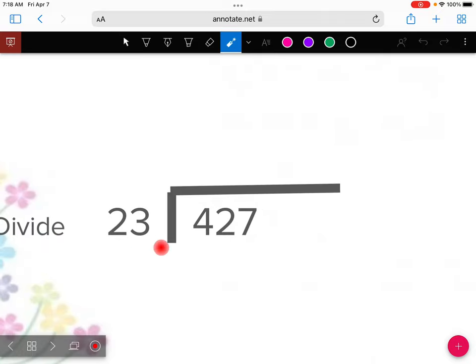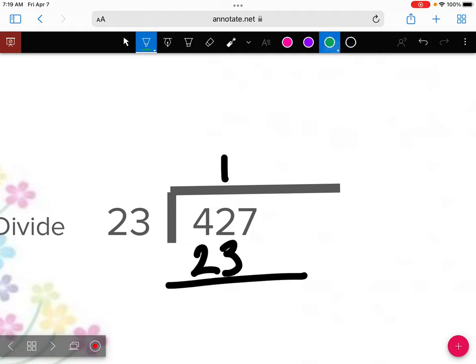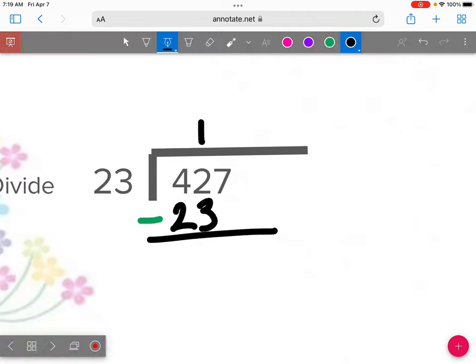How many times does 23 go into 427? If we think about that, the way we do that is how many times does 23 go into 42? Goes in one time. 1 times 23 gives us 23. And then we subtract. 42 minus 23 gives us 19? 19. Sweet.